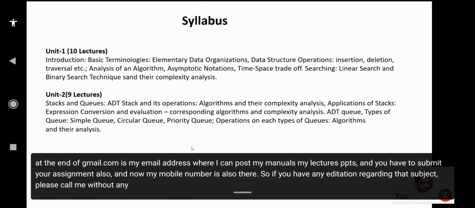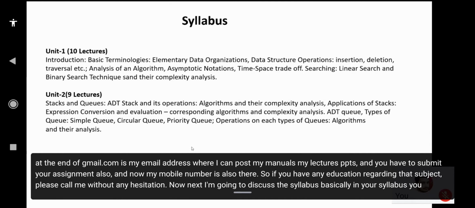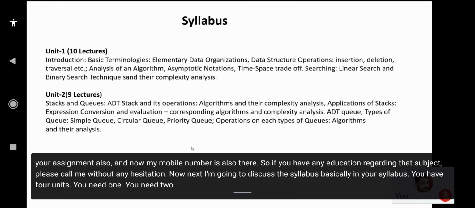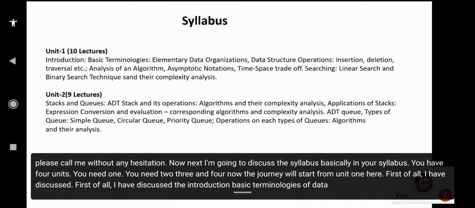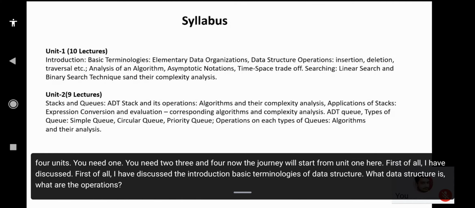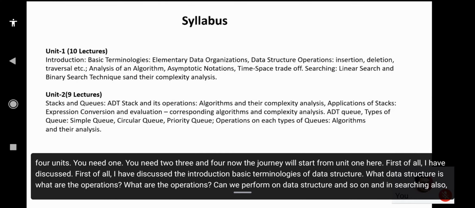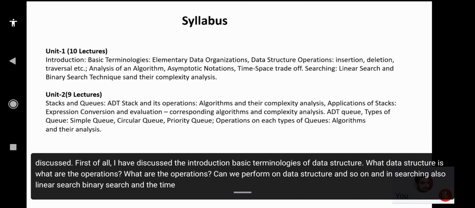Now, next, I'm going to discuss the syllabus. Basically, in your syllabus, you have 4 units: Unit 1, Unit 2, 3, and 4. Now, the journey will start from Unit 1. Here, first of all, I will discuss the introduction, basic terminologies of data structure, what data structure is, what operations we can perform on data structure, and so on. And in searching also, linear search, binary search, and the time complexity analysis.